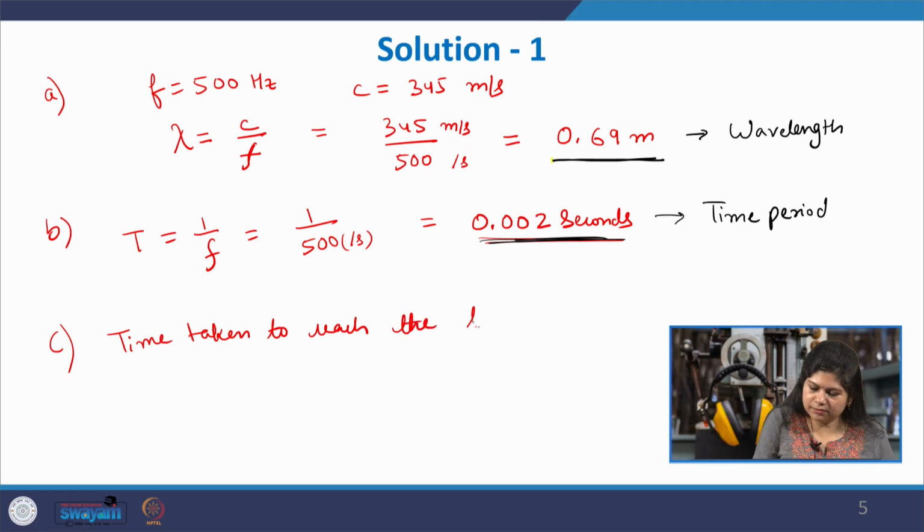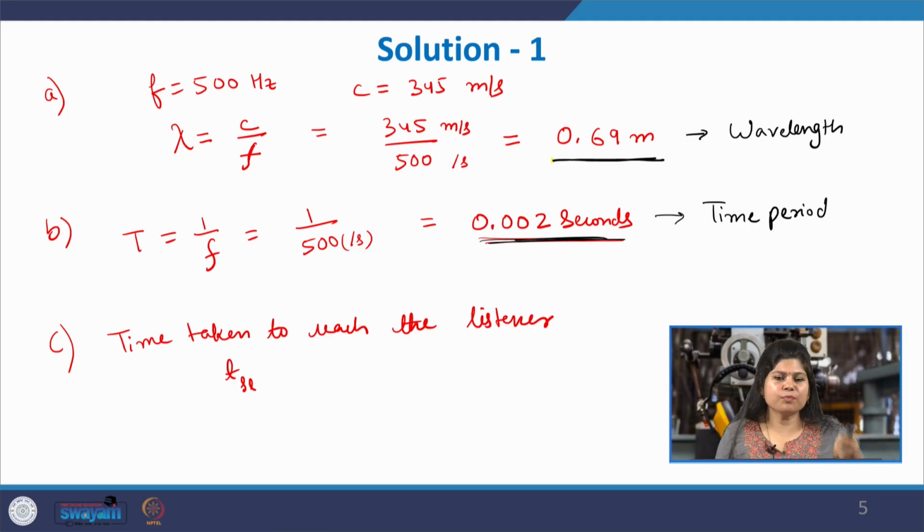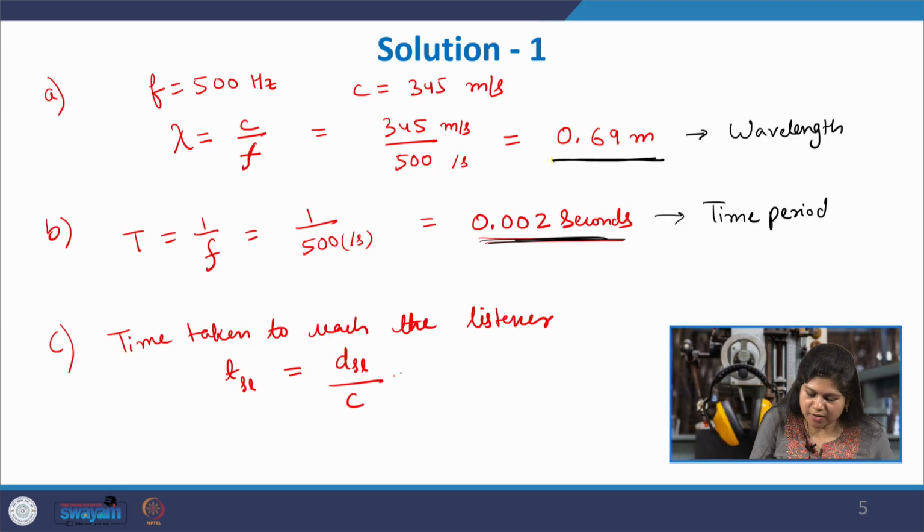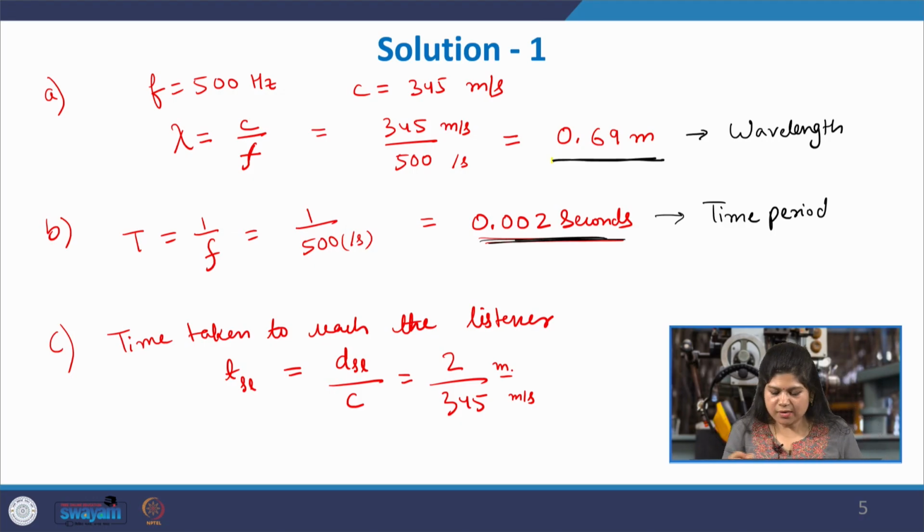the listener. Let us indicate it as TSL, that is the time taken from source to listener. TSL is given as the distance between the source and listener divided by the speed with which it is travelling. So, it becomes 2 by 345. This was in meters, this was in meters per second. So, even unit-wise this holds true, and what we get is 0.0058 seconds to reach there.